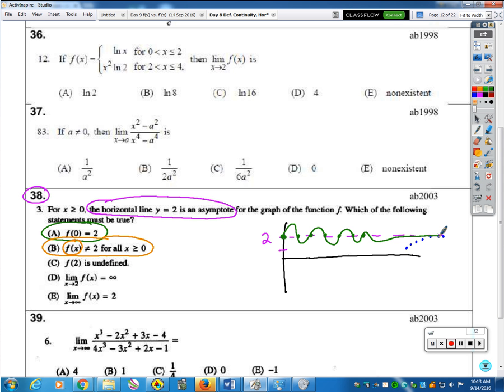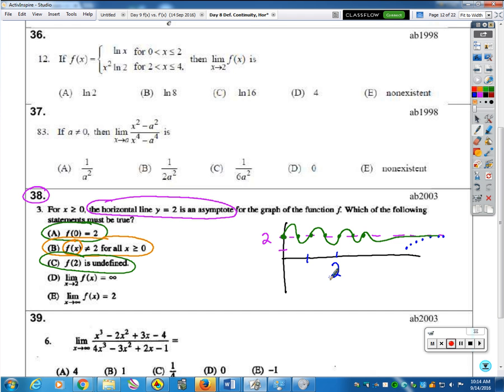Awesome. f of 2 is undefined. That means we look over here at x equals 2. f of 2 means the y coordinate. So they're saying at x equals 2, you will not find a y coordinate. It's irrelevant. It has nothing to do with the horizontal asymptote. Maybe you won't find one, maybe you will. I don't know. Questions?